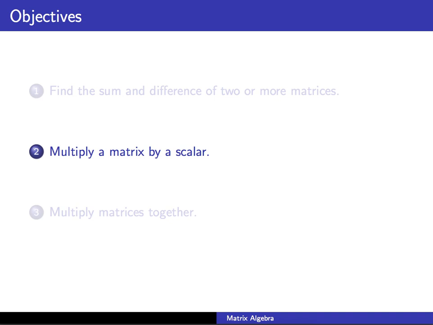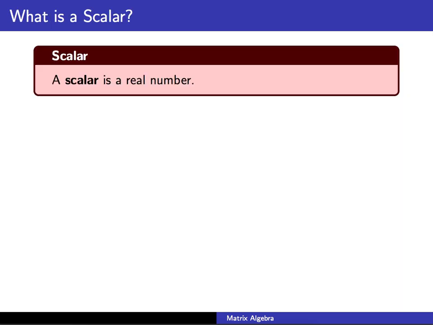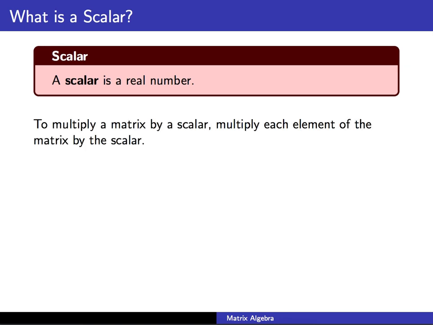In this video, we're going to take a look at multiplying a matrix by what's known as a scalar. A scalar is simply nothing more than a real number, and when we multiply a matrix by a scalar, we multiply every element of the matrix by that scalar. It's almost like the distributive property, where every element in the matrix gets multiplied by the scalar.